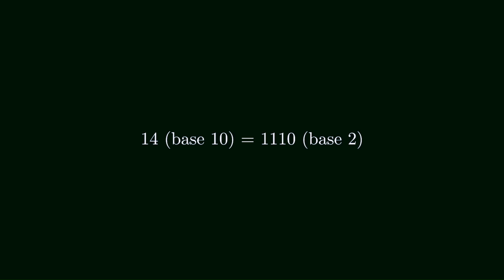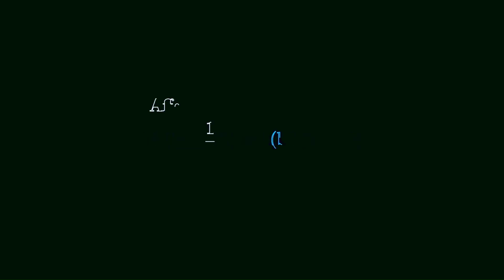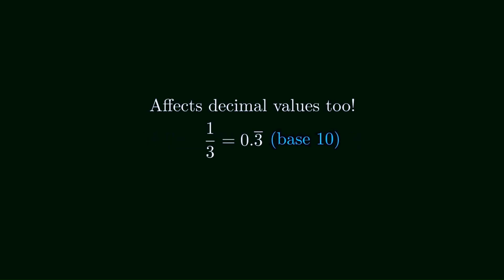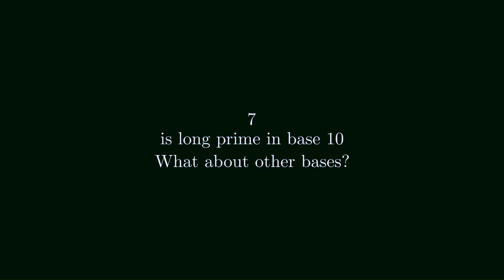And this isn't exclusive to integers. Decimal values are affected too. If we divide 1 by 3 in base 10, we get 0.3 repeating. Yet divide by 3 in base 9 and you get 0.3. Suddenly, 1 divided by 3 is no longer a repeating decimal, it's just 0.3. This is where we come back to long primes. In fact, while 7 is a long prime in base 10, it isn't necessarily long prime in other bases. This raises the question, are there other numbers that can be long prime but just aren't in base 10?